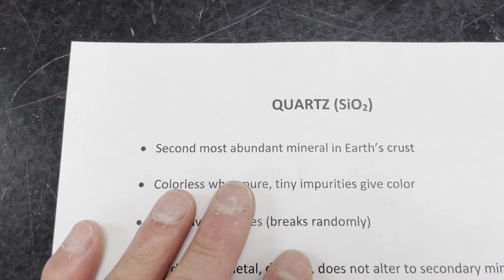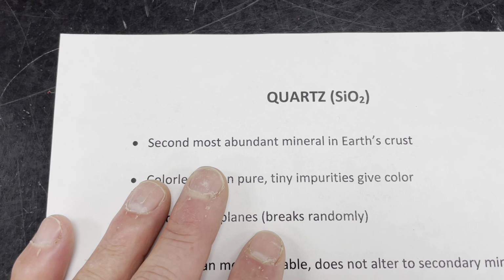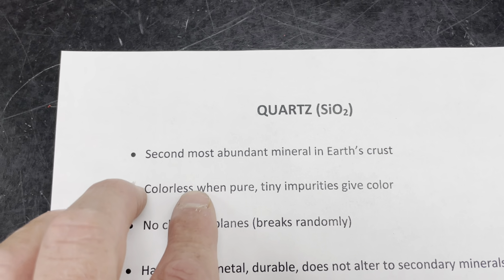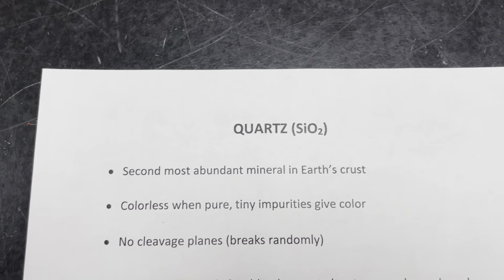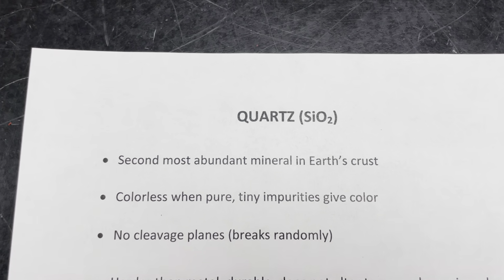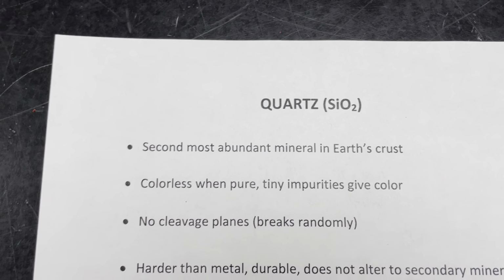It's the second most abundant mineral in Earth's crust. It's incredibly common. The first most abundant are the feldspars, and we'll do a video for sure on the feldspars. When quartz is very pure, it's colorless, but when we get little impurities in it, that gives it some color. I'll show you that here in a few minutes.